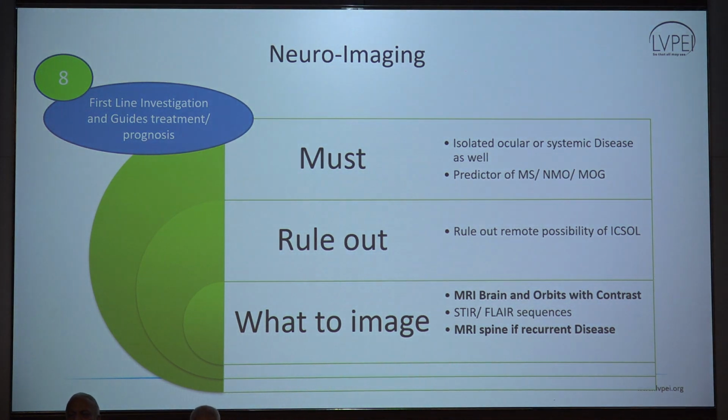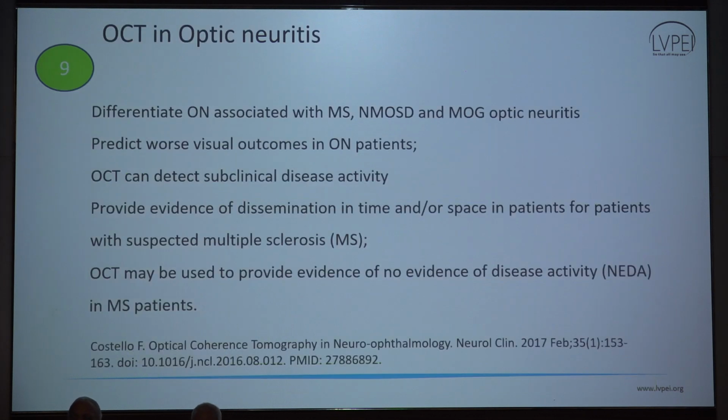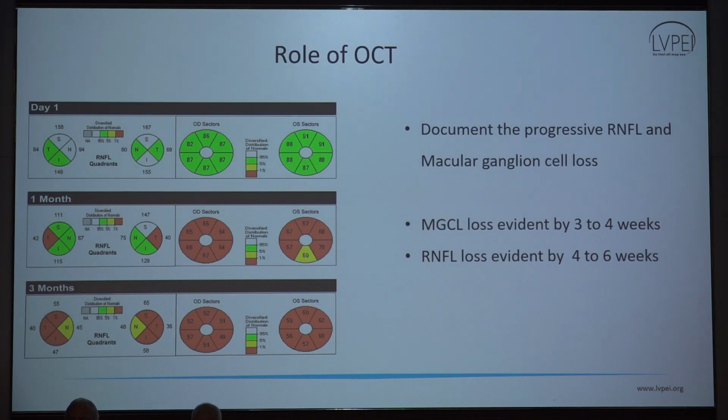So to say, MRI is a must. It will rule out other structural lesions, but we should image MRI brain and orbits with contrast. And MRI spine can be very useful. Ideally, many centers recommend doing it early, but definitely if you have recurrent disease or you have very strong suspicion for MS. I'll skip OCT because it's very well covered, but I would just like to say that the loss will be evident after a few weeks, and you can do it at that time.